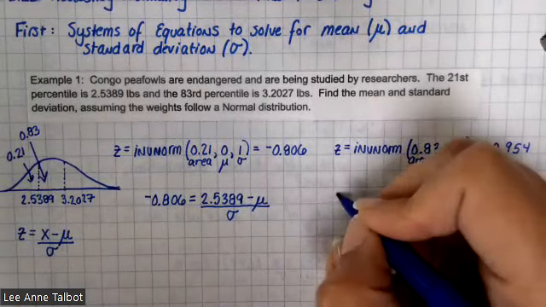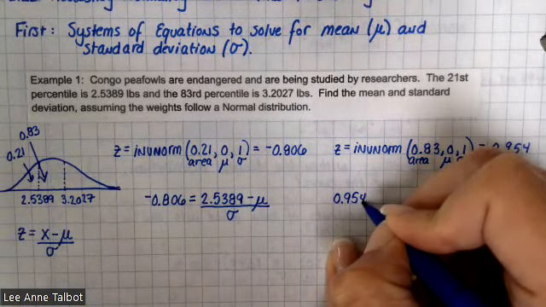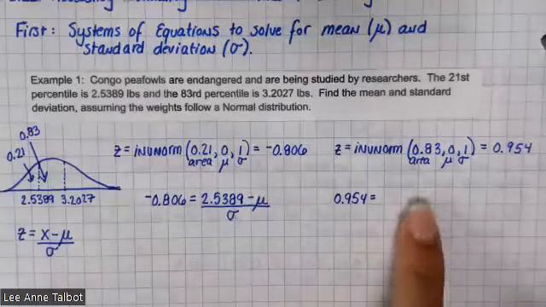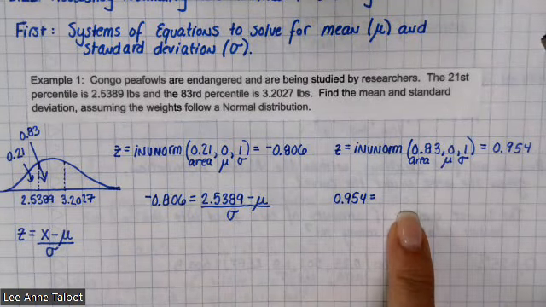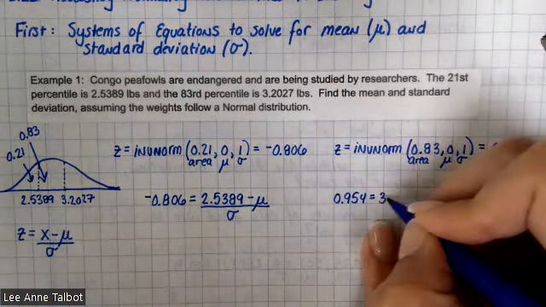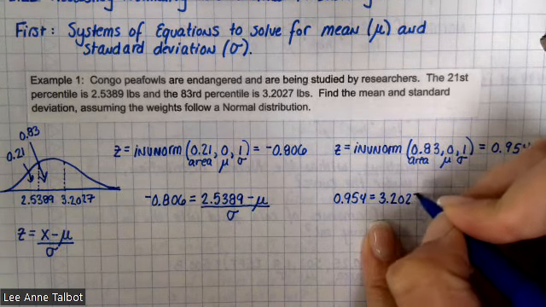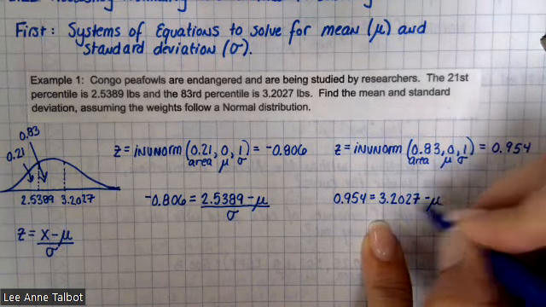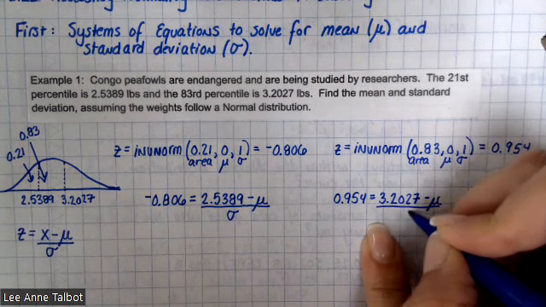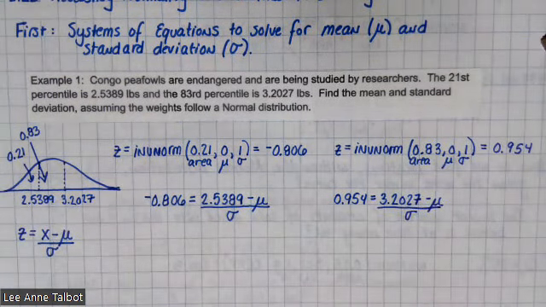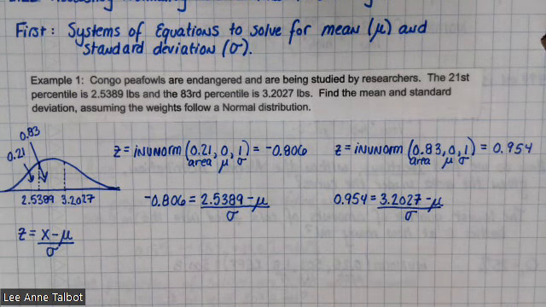Okay, 0.954 equals, what's X for this problem? 3.2027 minus the mean divided by standard deviation. Ooh, my standard deviation is not looking good in that one. It's fine though. Okay, everybody good.